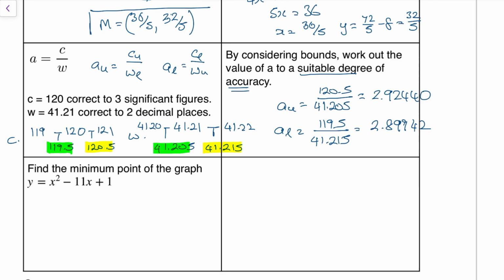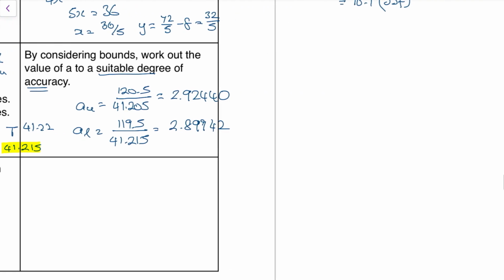Then what you're going to do is round these numbers using 1, 2, 3, 4 sig fig. So 1 sig fig, 2 sig fig, 3 sig fig. The first point in which they're different is a suitable degree of accuracy, or one less than that. So let's do that. You'll see what I'm doing. So round A upper to 1 sig fig, it's 3. Round it to 2, it's 2.9, and round to 3, it's 2.92.